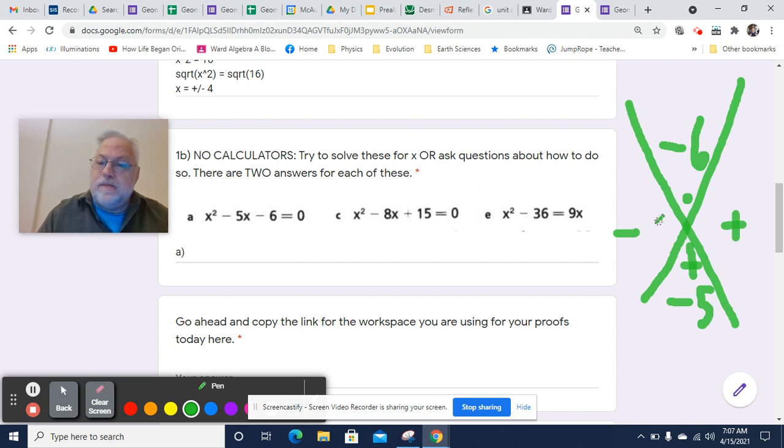Okay. So what two factors of -6 would add up to -5? Well, -6 times +1 gets us -6, and -6 plus +1 gets us -5. And then we can just go ahead and do this. We can put this here and put this here and put parentheses around this.